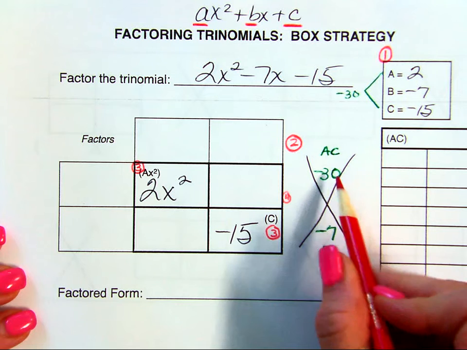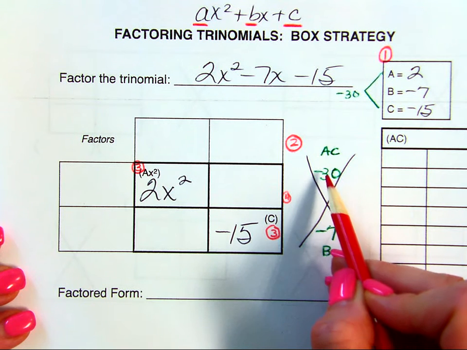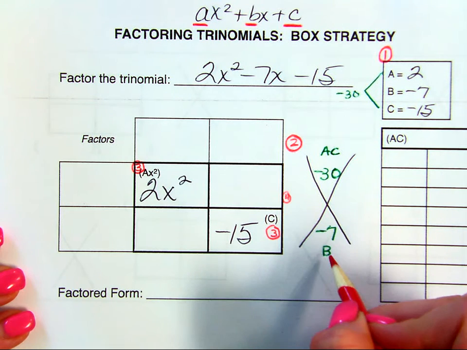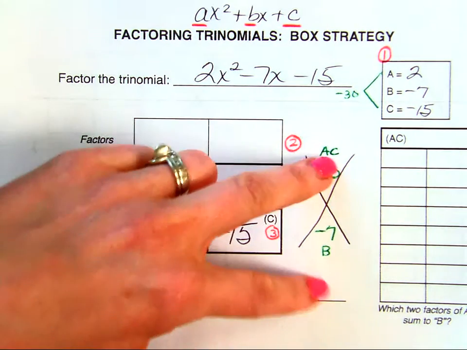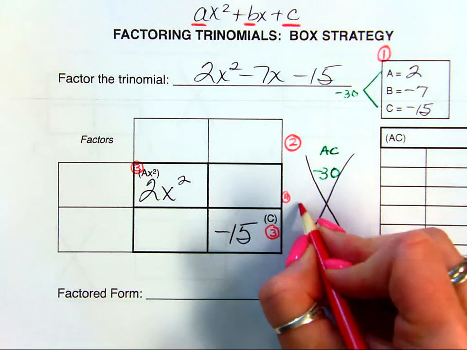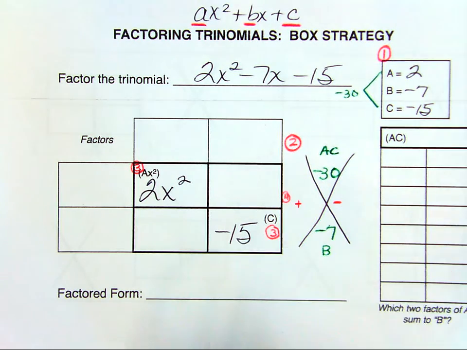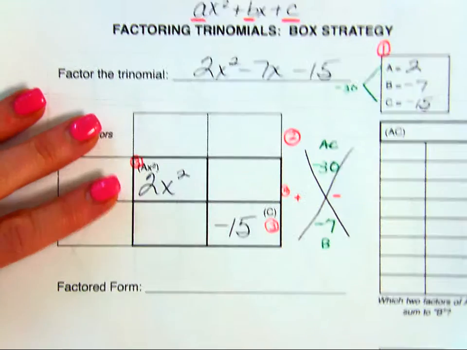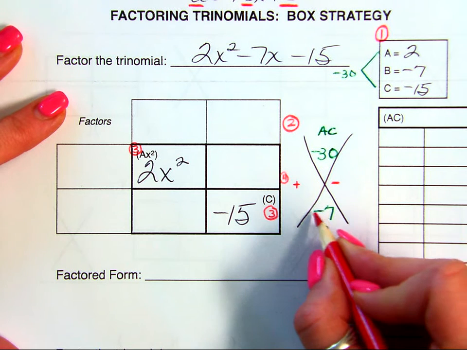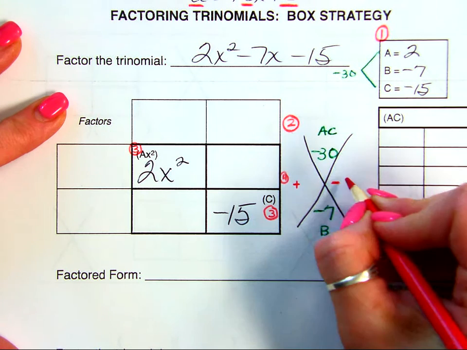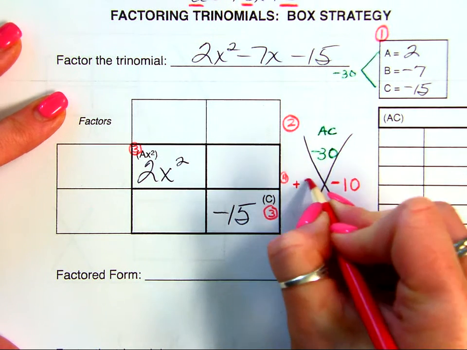So I'm looking for two numbers that when I multiply them, I get negative 30. But when I add them, I get negative 7. So negative 30 is a positive times a negative. What two numbers are going to give me 7 then? 3 and 10, and 10 minus 3, right? I need that to be a negative, so the negative has to go with the 10 and 3.